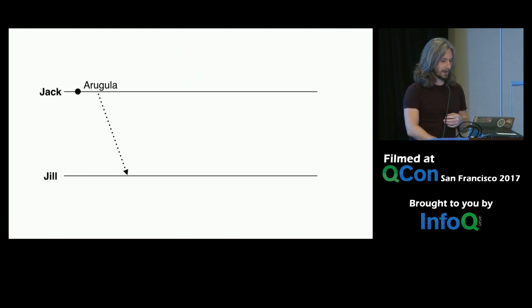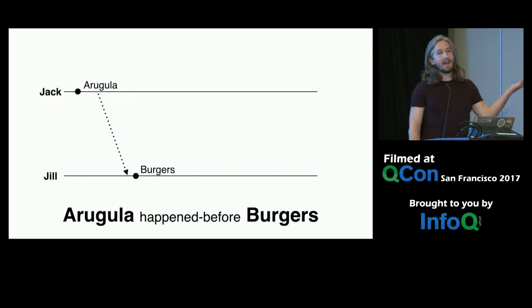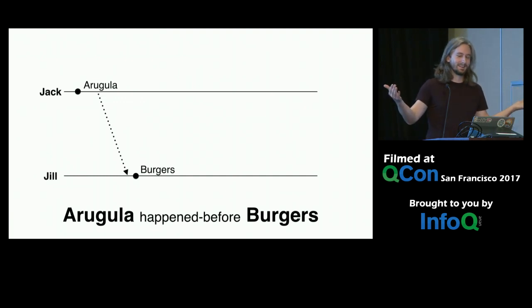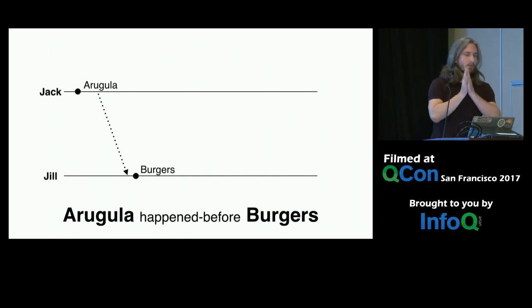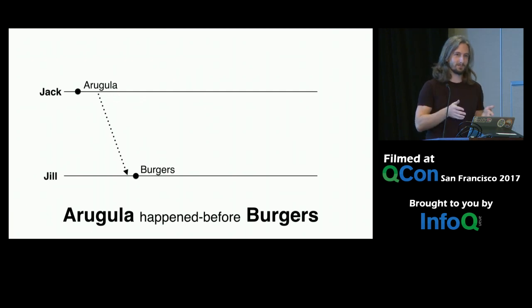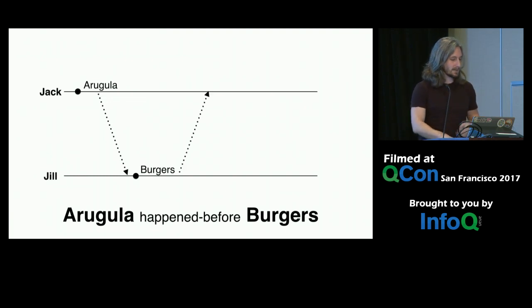Jill, on the other hand, is like, you know what? I don't like arugula. I like burgers. Jill wants burgers. In this case, we know that arugula happened before burgers. Essentially, when Jill made the decision, burgers, she already knew that Jack had said arugula. So the arugula event happened before the burgers event. Jill then replicates that back to Jack, and Jack is like, no, I don't think so. I don't want burgers. I instead want calzone.